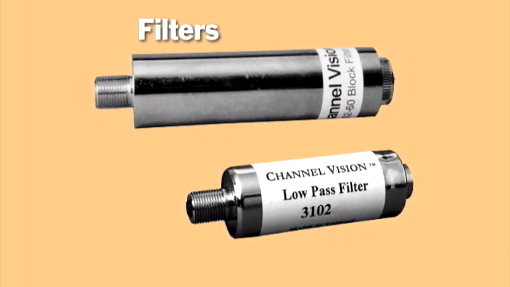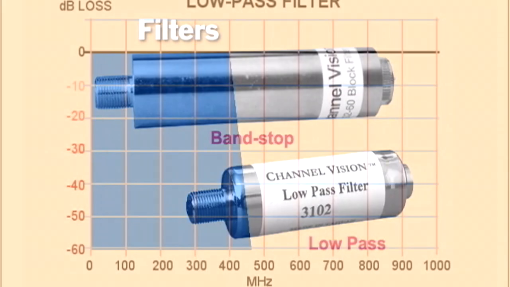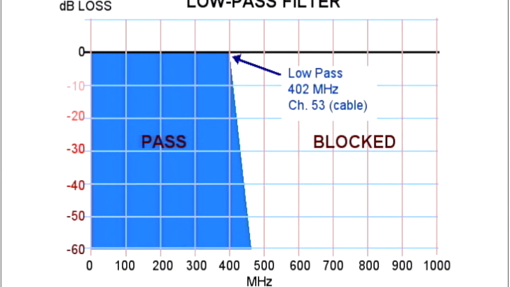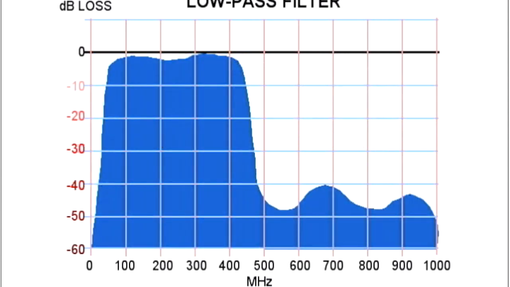Next, let's cover filters, a very common component in RF distribution systems. They're used to pass one range of frequencies while blocking others. The most commonly used in residential applications are the low-pass and band-stop. The low-pass filter passes signals below a specified frequency and blocks signals above that frequency. Filters are specified by their pass frequency or pass channels, usually given as cable channels. Real-life filters are not perfect. The attenuation increases gradually in the block part of the spectrum, reaching a maximum of -30 or 40 dB.